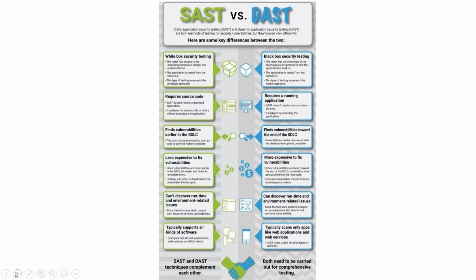SAST cannot discover anything which can happen at runtime. Like SAST cannot tell you whether your system is prone to denial of service attack. It's something that is not at all relatable to SAST, but it is relatable to DAST. So DAST is meant for discovering runtime or environment related issues, whereas SAST is specifically about the code vulnerability.